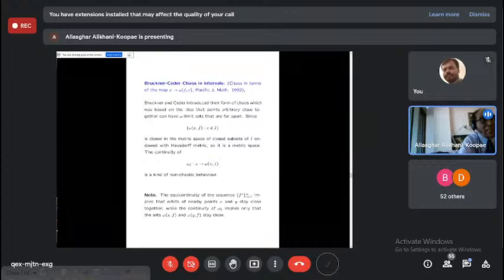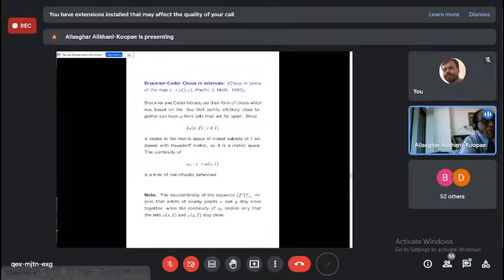So Bruckner and Sider introduced their chaos on the idea that points arbitrarily close together can have omega limit sets that are far apart. And of course, in a paper before, it was shown that omega of x and f is in the space of subsets of I endowed with the Hausdorff metric. So this is a complete metric space, and so we can talk about the continuity of these set functions: the upper semi-continuity, lower semi-continuity, continuity of those things, and they use that to define their kind of chaotic behavior.